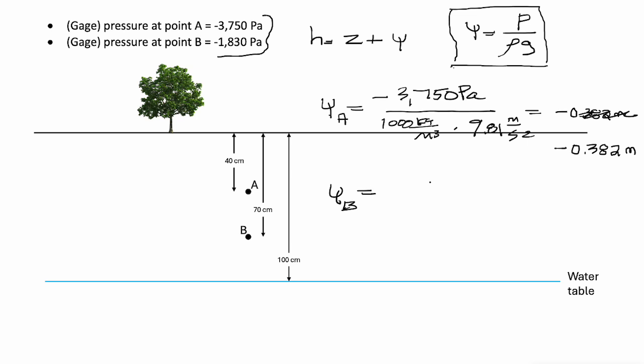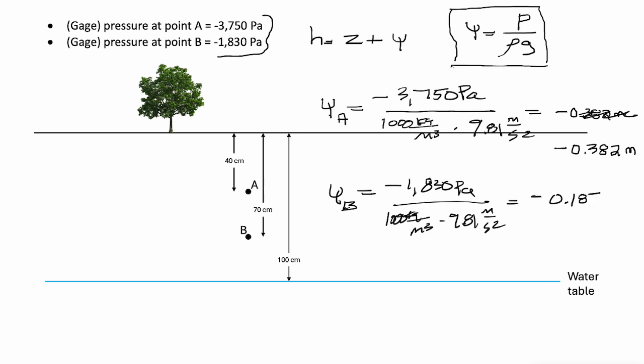For B, I do exactly the same thing. The pressure at B is negative 1,830 pascals divided by 1,000 kilograms per cubic meter, 9.81 meters per second squared. And this turns out to be negative 0.187 meters. So those are my two values of the metric potential, and those are independent of datum. So these are always going to be true no matter what I choose as my datum.